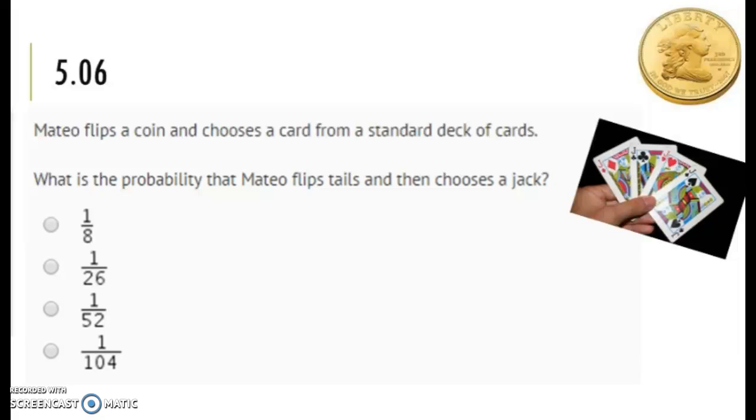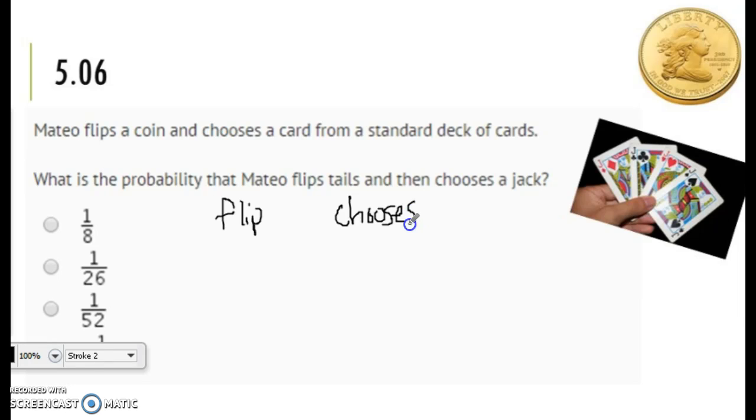So Mateo flips a coin and chooses a card from a standard deck of cards. What is the probability that Mateo flips tails and then chooses a jack? Okay, so two things are happening here. He's flipping a coin and he's choosing a card. So I need to have two separate probabilities when I start this problem.